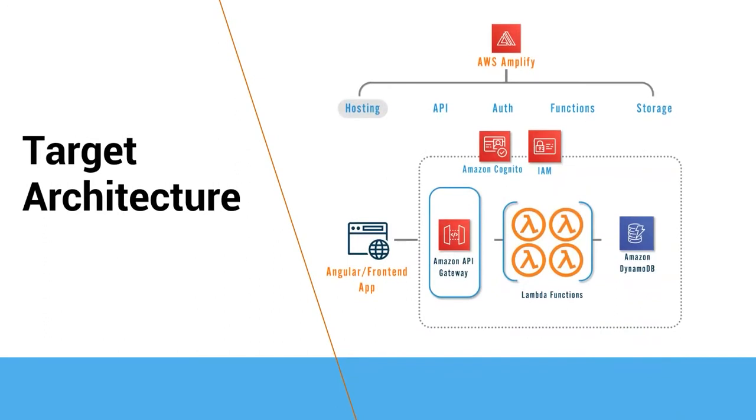Here's the target architecture that we're going to be driving towards in the series of videos. You can see at the top that AWS Amplify really breaks down aspects of your application into several. There are 5 aspects that we'll be focusing on: hosting, API, auth, functions, and storage. The Amplify command line interface supports many other aspects of your application, but we'll be focusing on these. And you can see where each of these corresponds to.